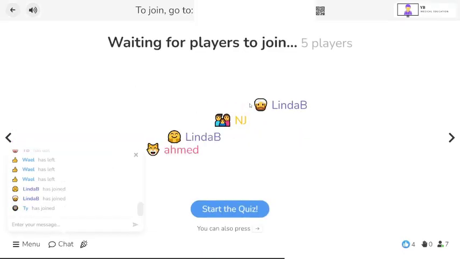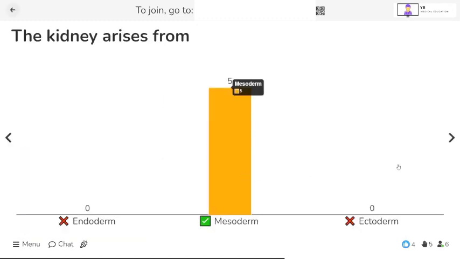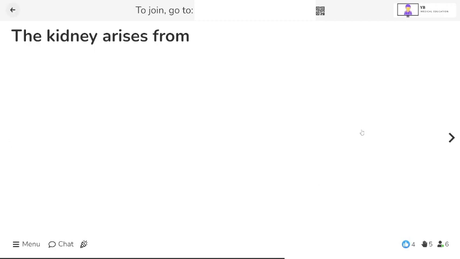Okay. Let's see, guys, these are the questions. Let's see if you guys can solve this. Okay. Let's see. Excellent. Good job, guys. Actually, the mesoderm gives rise to every part of the kidney. Everything, right? The blood vessels, the tubules, the collecting duct, everything.